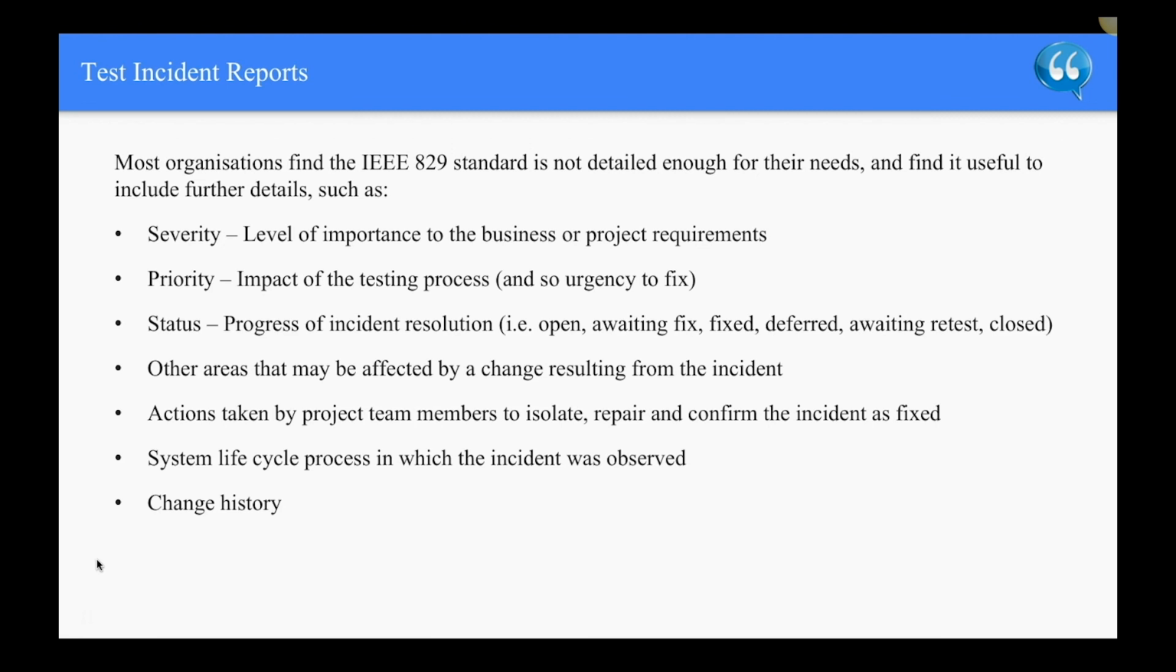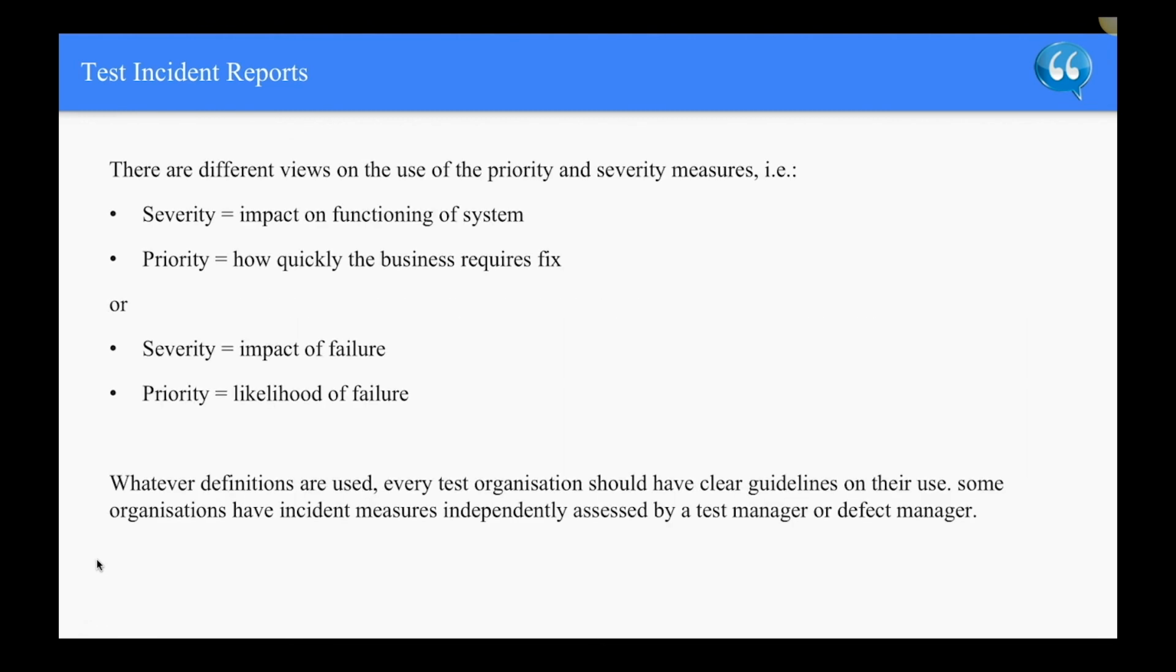Other areas that may be affected by a change resulting from the incident, actions taken by the project team member to isolate, repair, and confirm the incident as fixed, the system lifecycle process in which the incident was observed, and the change history.